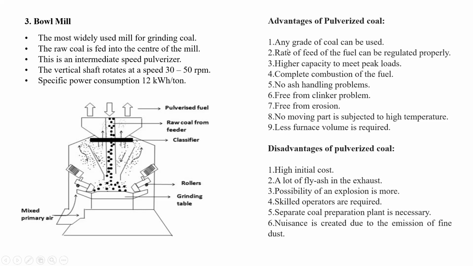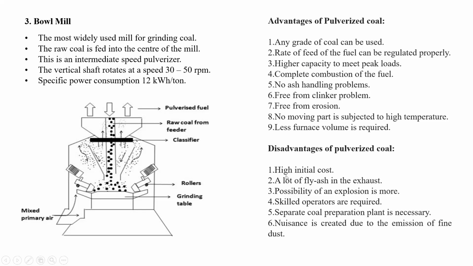Advantages of pulverized fuel: any grade of coal can be used, which is most important. The rate of feed of the fuel can be regulated properly. Higher capacity to meet peak loads. Complete combustion of the fuel takes place. No ash handling problems. Free from clinker problem. Free from erosion. No moving parts are subjected to high temperature. Less furnace volume is required. And this we have seen practically. These are the achieved advantages.